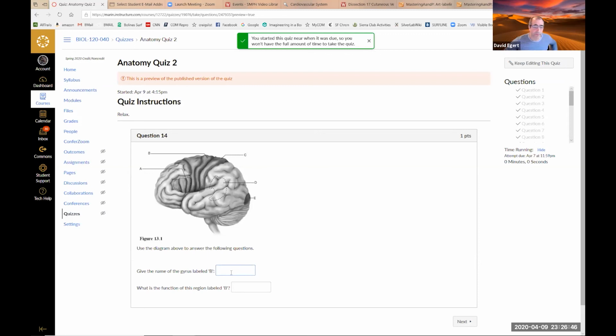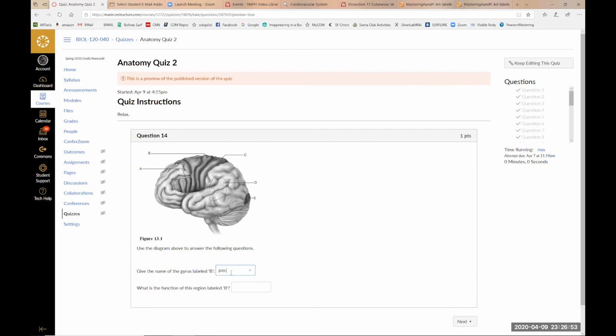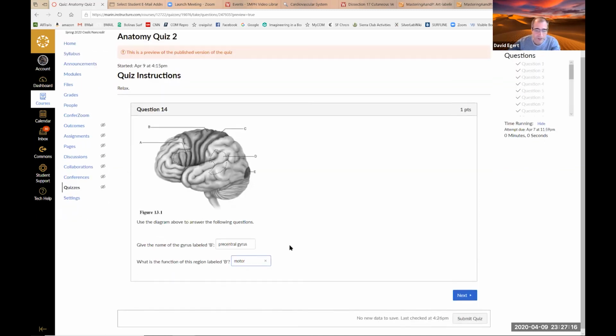All right, name the gyrus labeled B. Precentral gyrus. That's the precentral gyrus. As you can see, it's kind of in the front. I felt okay on this picture because the central sulcus is so well defined. And then its function is going to be motor, or you could say motor functions.